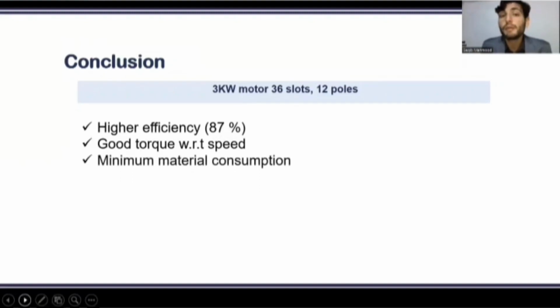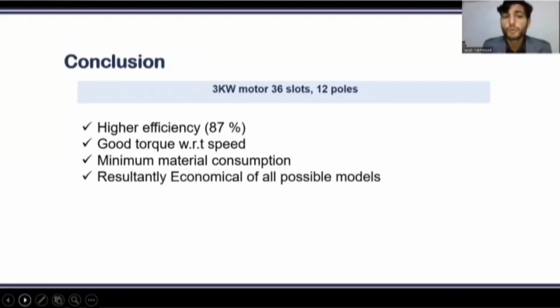From the table shown before, we came across that it has minimum material consumption and the net weight was minimum of all the models, that was 9.8 or something kg. So if the material consumption is minimum, it implies that this motor is the most economical of all the possible models. If we have to make the hardware model of all the three simulated models, this one will be the most economical.